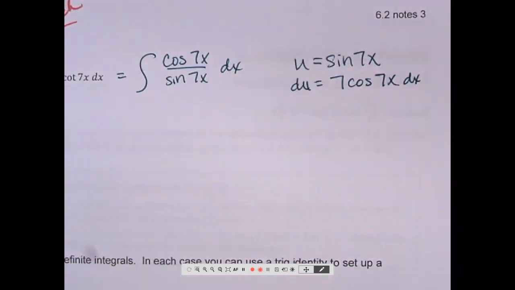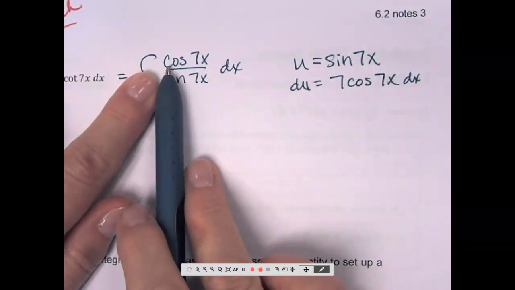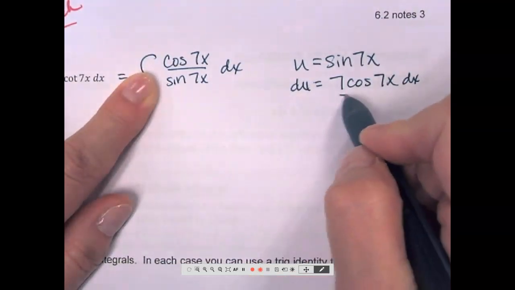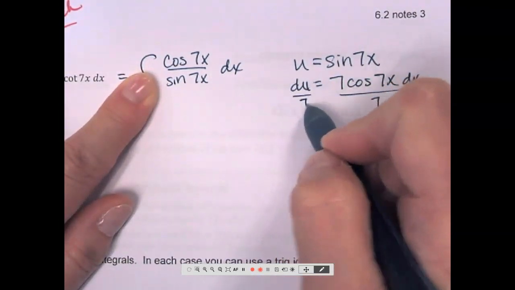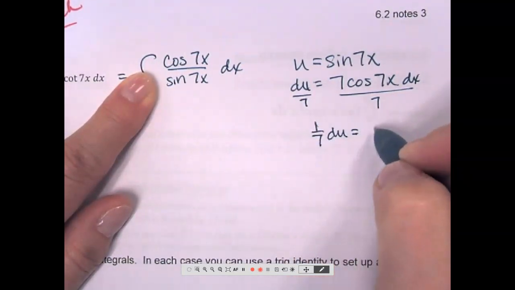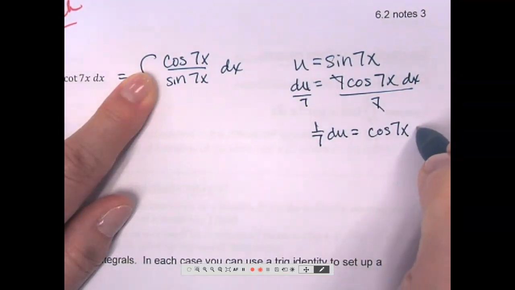All good with that? Okay. I look back over here. Oh, yes, there is a cosine 7x. There's not a coefficient of 7, so I can get rid of coefficients. That's easy. 1/7 du is the same as cosine 7x dx.